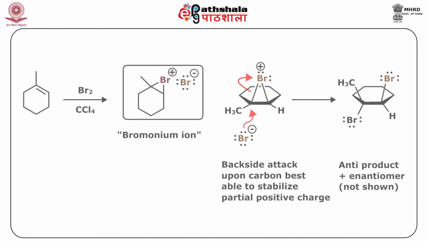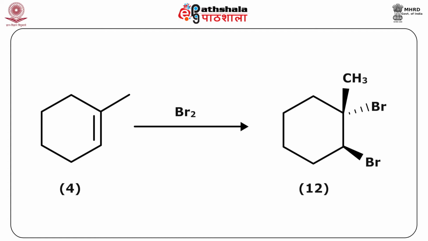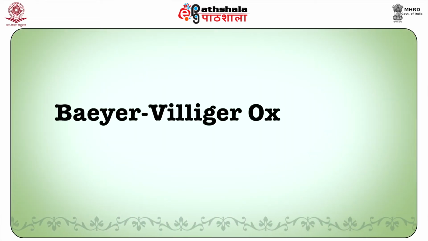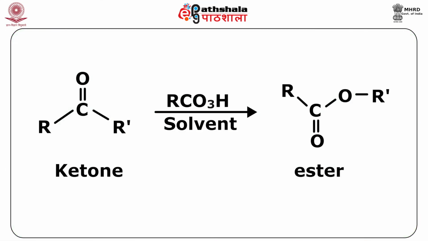The same is the case for the addition of bromine to alkenes. Since we are forming carbon-bromine bonds on both the carbons, regioselectivity does not occur because it produces only a single product, which is 1,2-dibromo-1-methyl cyclohexane. Baeyer-Villiger oxidation. The Baeyer-Villiger oxidation is known to oxidize ketones to esters by employing peroxy acids.